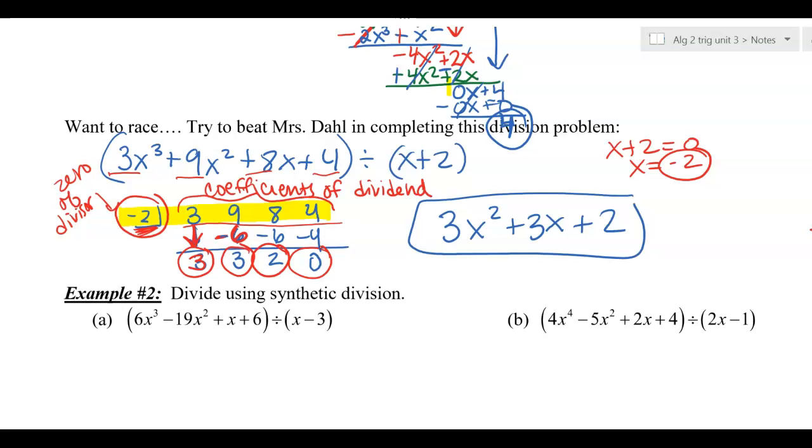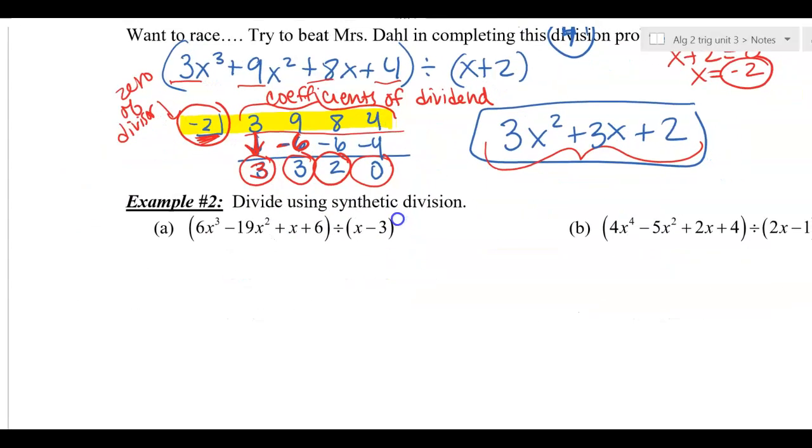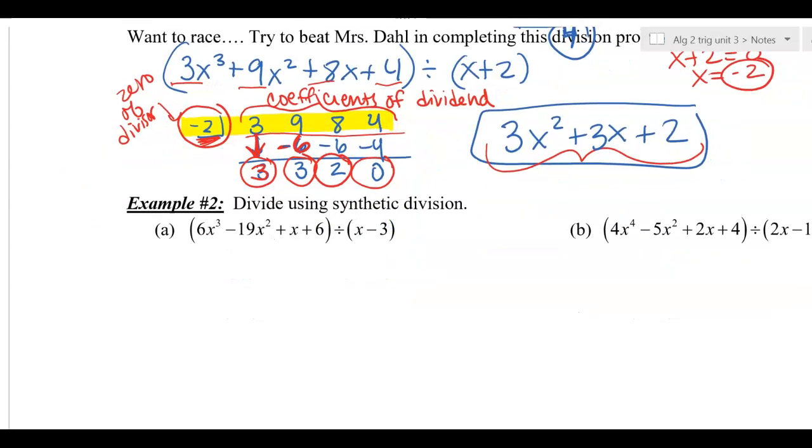So we have to know the setup, we have to know the process, and then we have to understand how to read what the heck we did. Okay, this is just a bunch of numbers with some weird notation, right? Thing in a little box, line underneath it. How do I know from there that my answer is 3x squared plus 3x plus 2? So does anybody know where I'm getting the quotient from? What part of this work is the answer to the division problem? So you're looking at all this work right here. What part of this is the answer to the division problem?